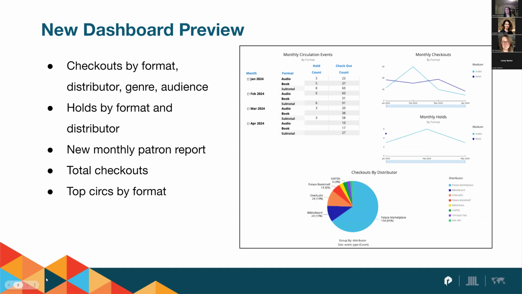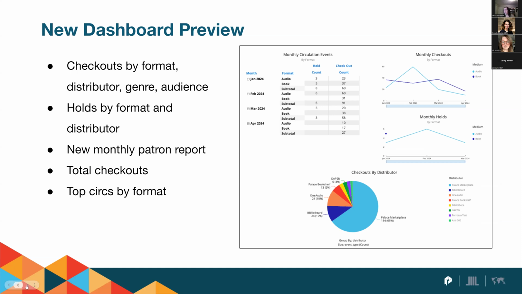There's also going to be the new monthly patron report, so it will tell you how many new barcodes have signed in and accessed your library's account that month. The total checkouts, top search by format, by language, many other things. So we'll be looking for feedback on this too once this launches. We've been working on this for a while with our engineering team and with different librarians to try and see what would be most impactful for them.